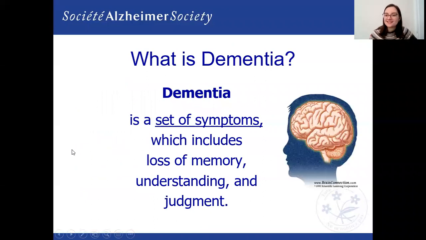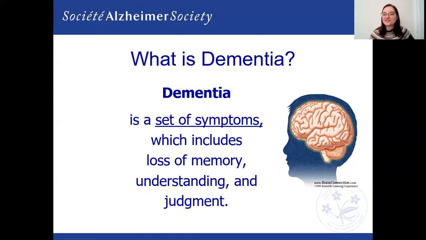So what is dementia? Well, the term dementia refers to a set of symptoms that occur when a person has a disease or a disorder of some kind in their brain. These symptoms vary depending on the person. They may include things like memory loss and difficulty with understanding, judgment, and reasoning.